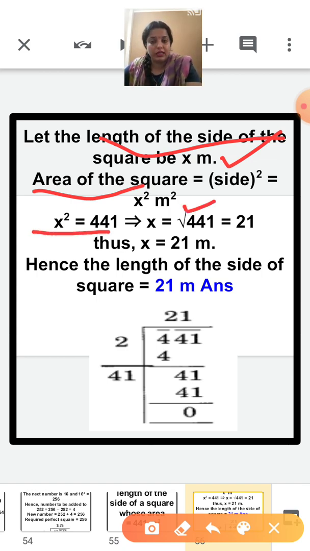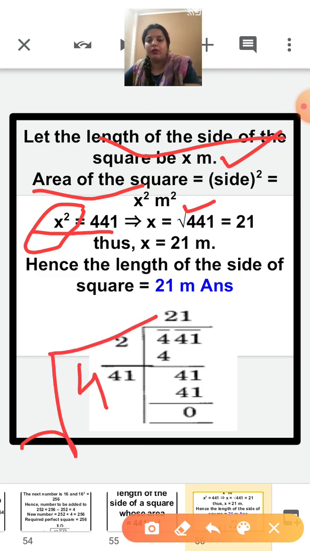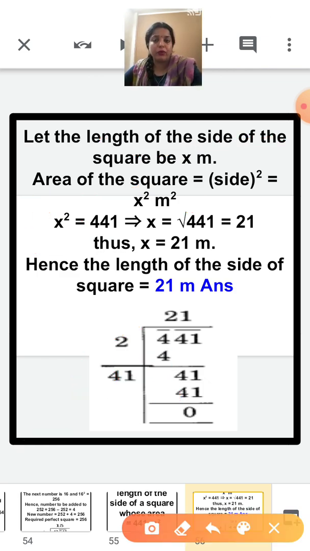Okay, now this area is given to you, 441. So if x square is on the left side, when it shifts to the right side, it converts into a square root. So you need to find the square root of 441. Okay, now how can we find the square root of 441?